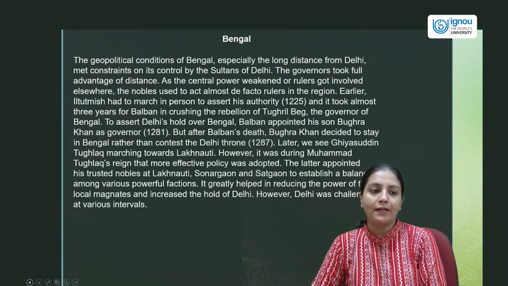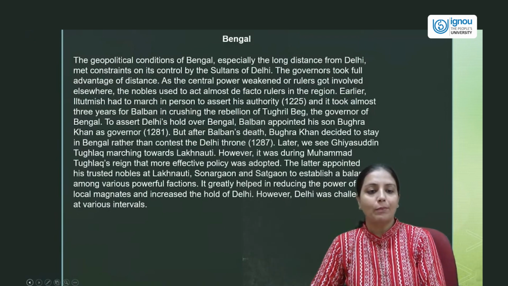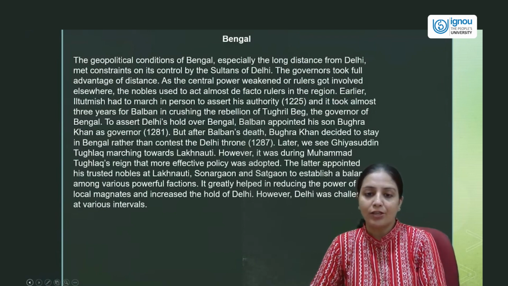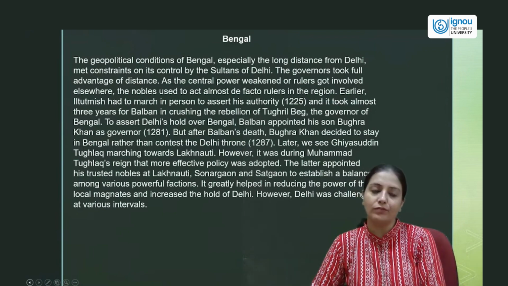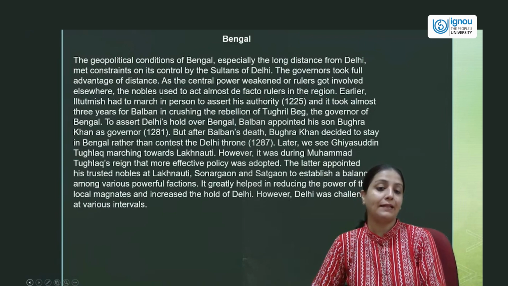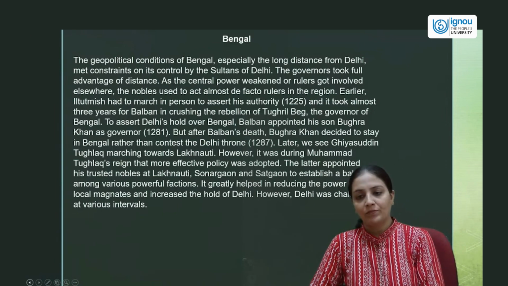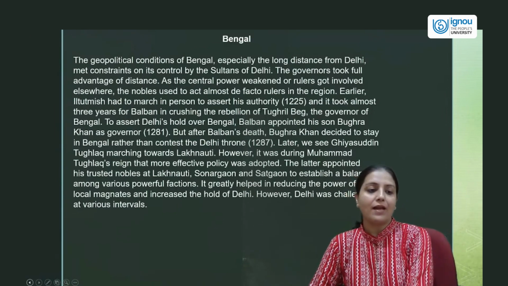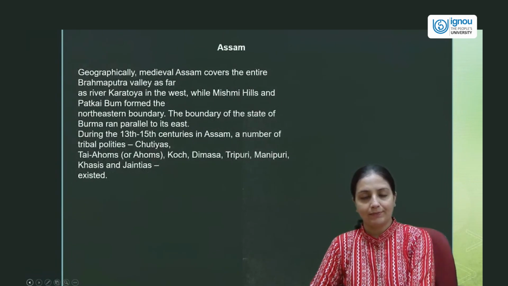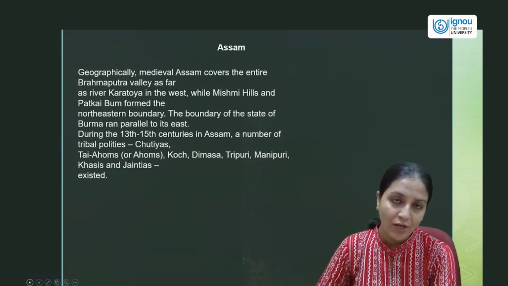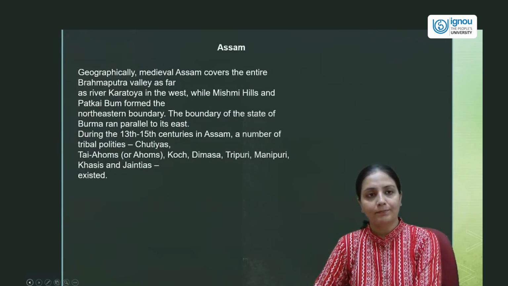He appointed his trusted nobles at Lakhnauti, Sonargaon, and Satgaon to establish a balance among various powerful factions. It generally helped in reducing the power of the local magnates and increased the hold of Delhi. However, Delhi was challenged at various intervals. The next point we are covering is Assam.